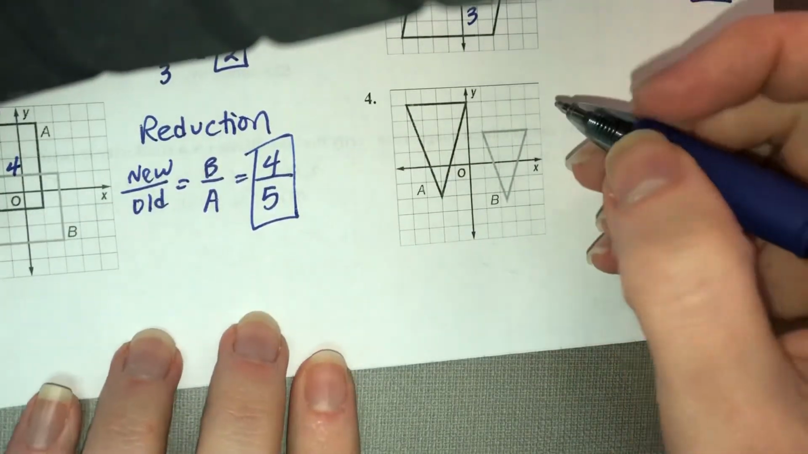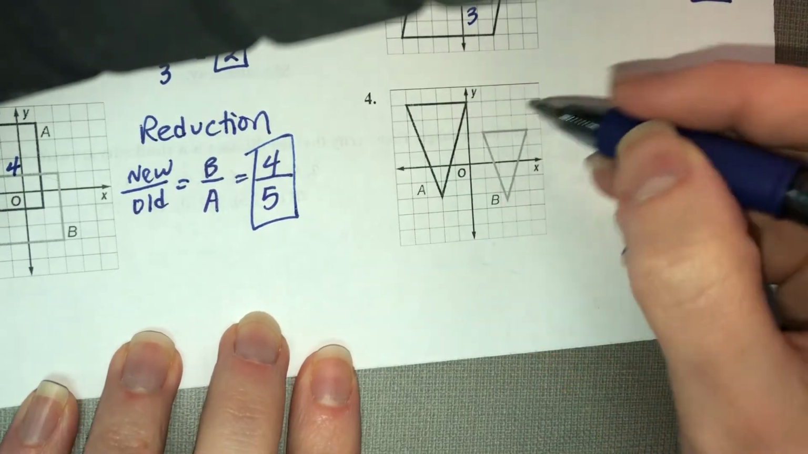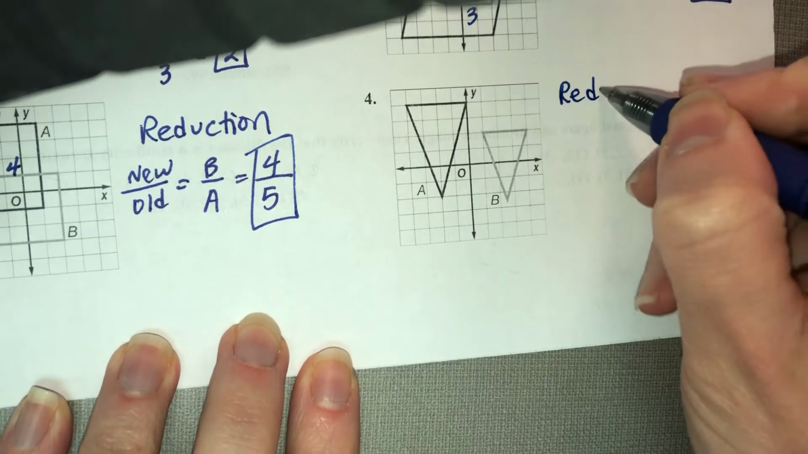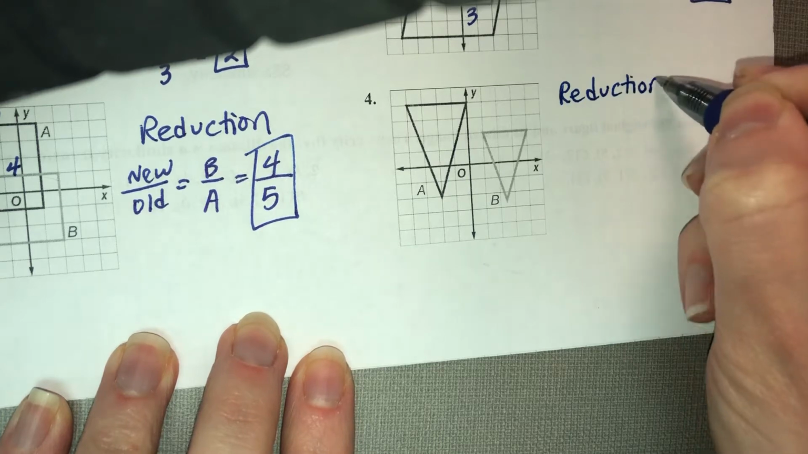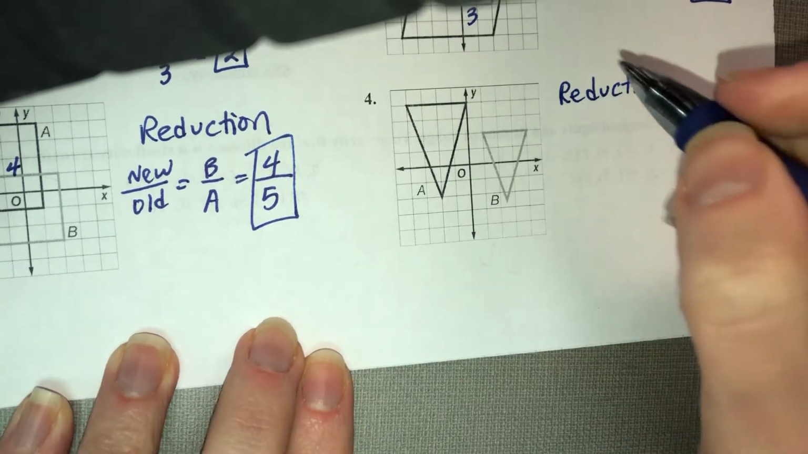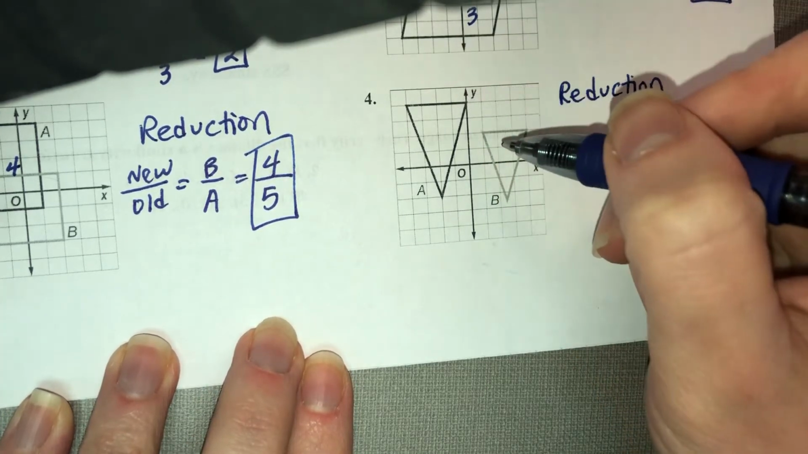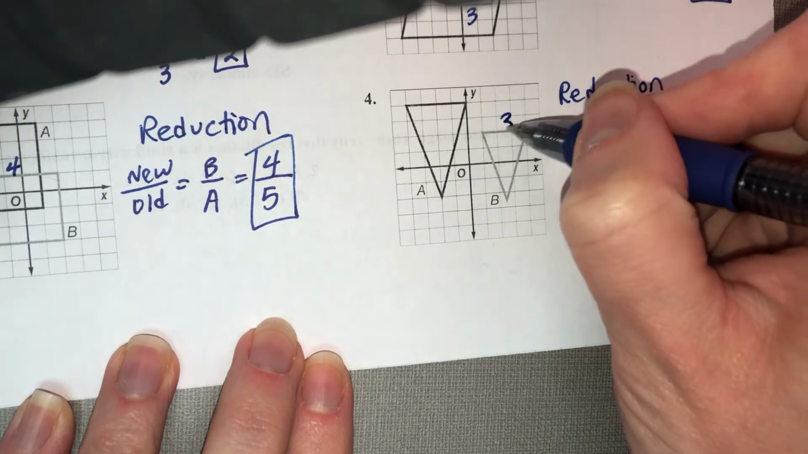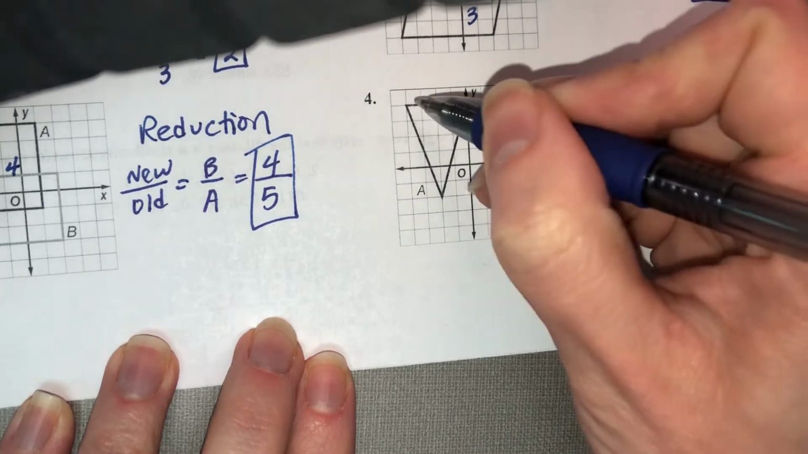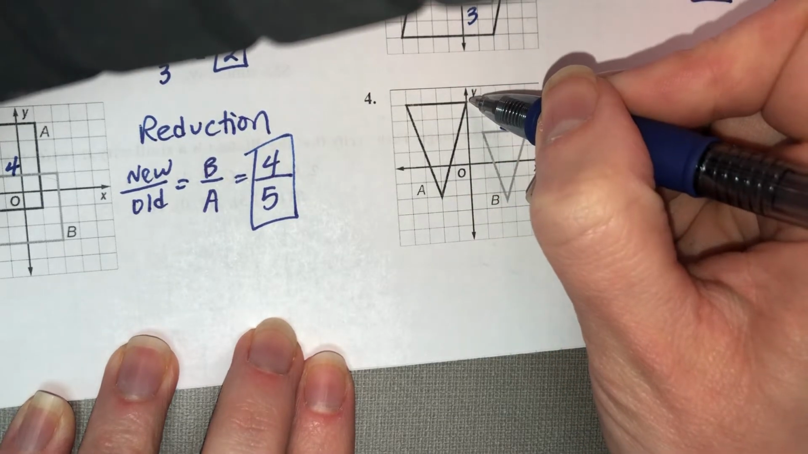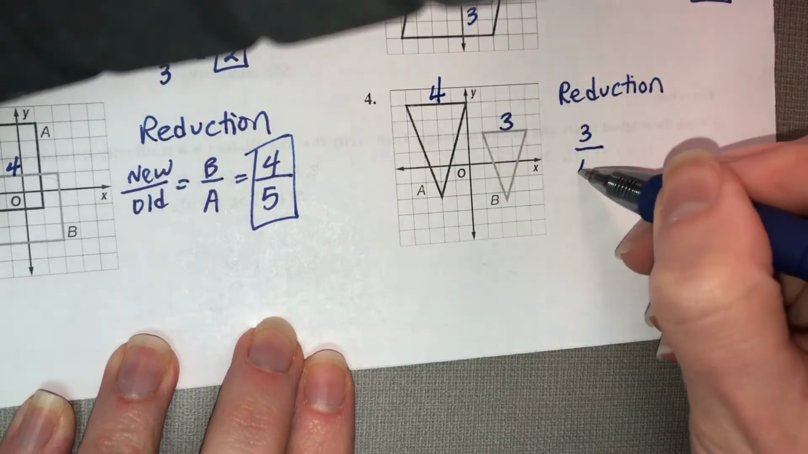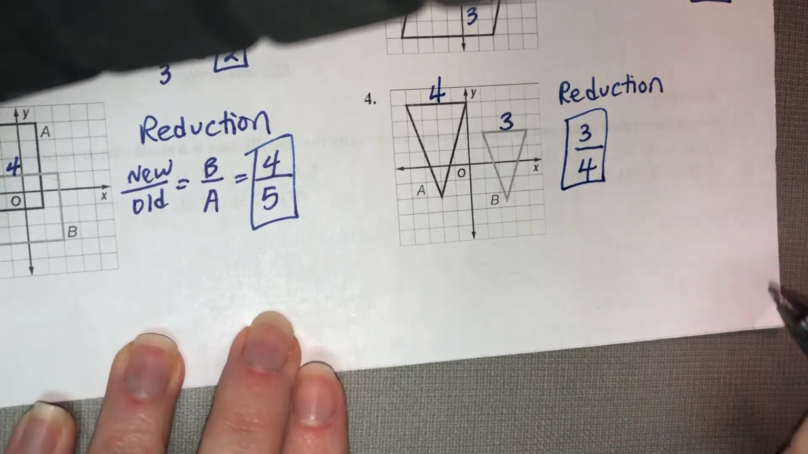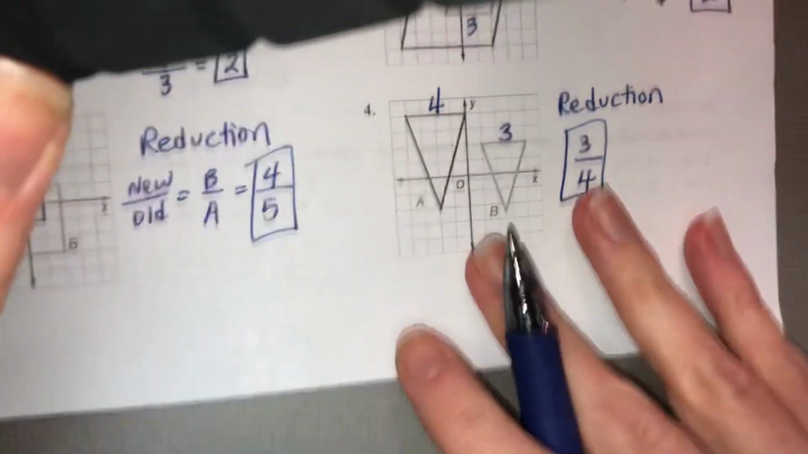And then on number 4, we start with A, we go to B. This one is also a reduction. Surprise, surprise. Okay, so the scale factor would be the new shape, which is the B shape on top, which 3 looks like a good number here. And the old shape, top side is 4. So 3/4 is the reduction scale factor. All right.